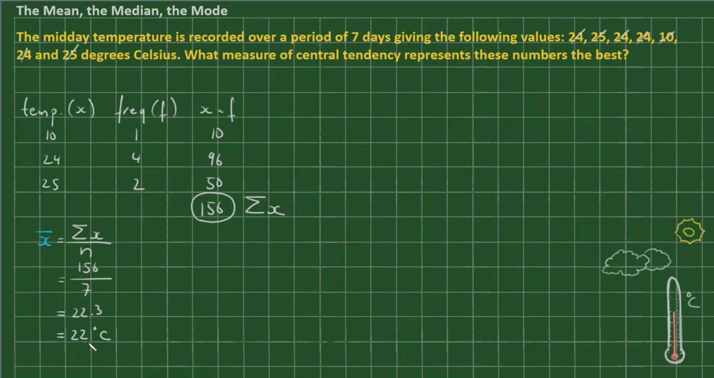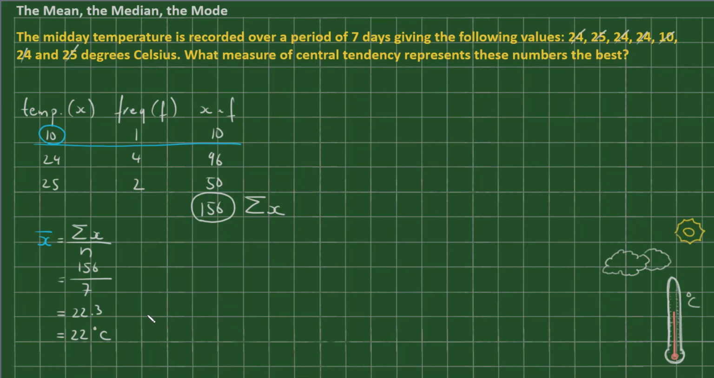The problem with this value is that if I look at my table, most of the data points, so most of the data collected, is actually more than 22 degrees. The reason I'm ending up with this 22 degrees average is because of this 10-degree outlier. So in this particular case, the mean alone is not necessarily the best representation of the data set. So let's look at the other two.